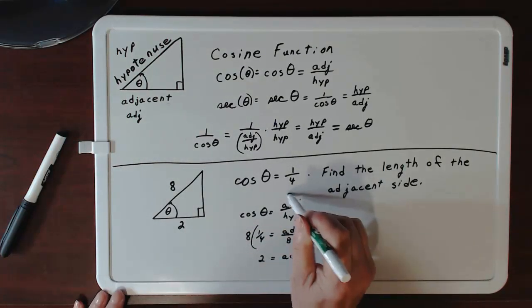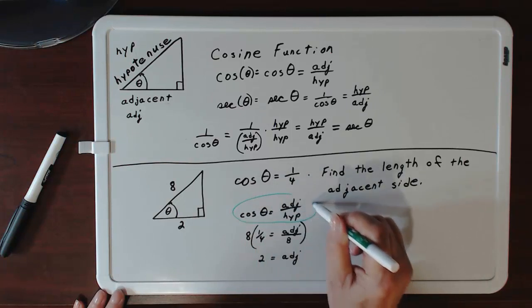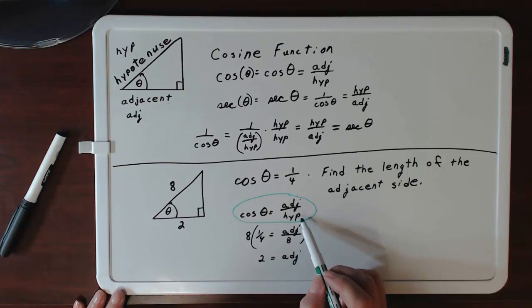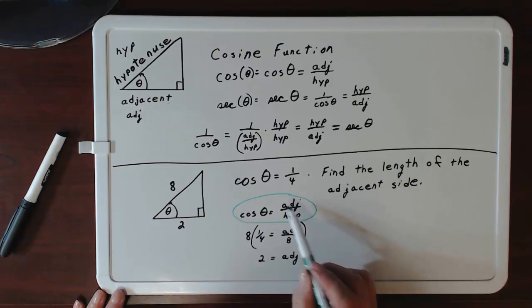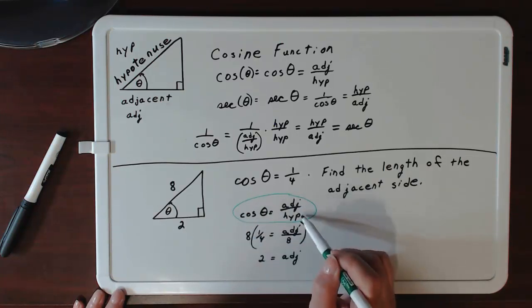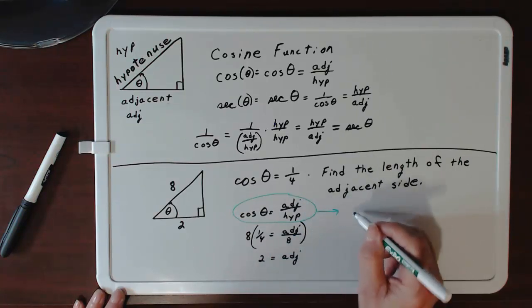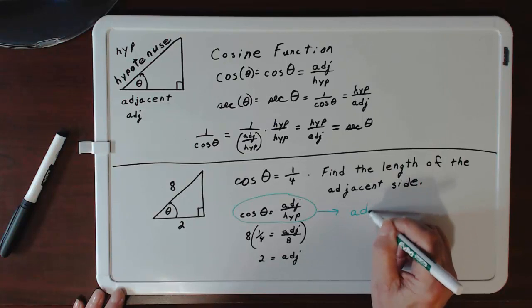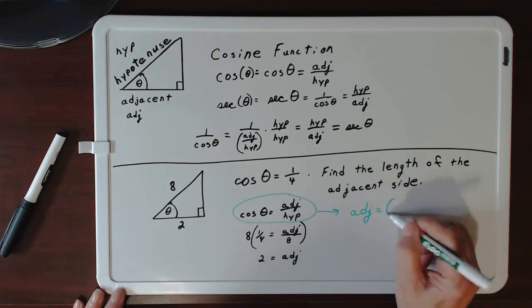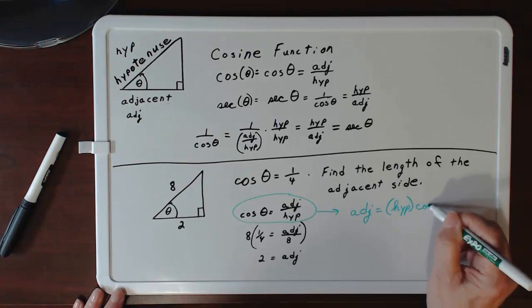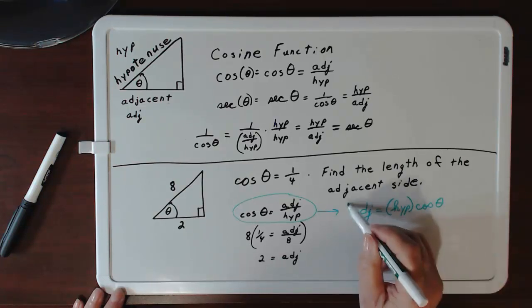So notice, given that the cosine of theta equals the adjacent divided by the hypotenuse, if we multiply this equation through by the hypotenuse, we can find the answer for the adjacent side. We see that the adjacent side is going to be the measurement of the hypotenuse times the cosine of theta. And this works every time.